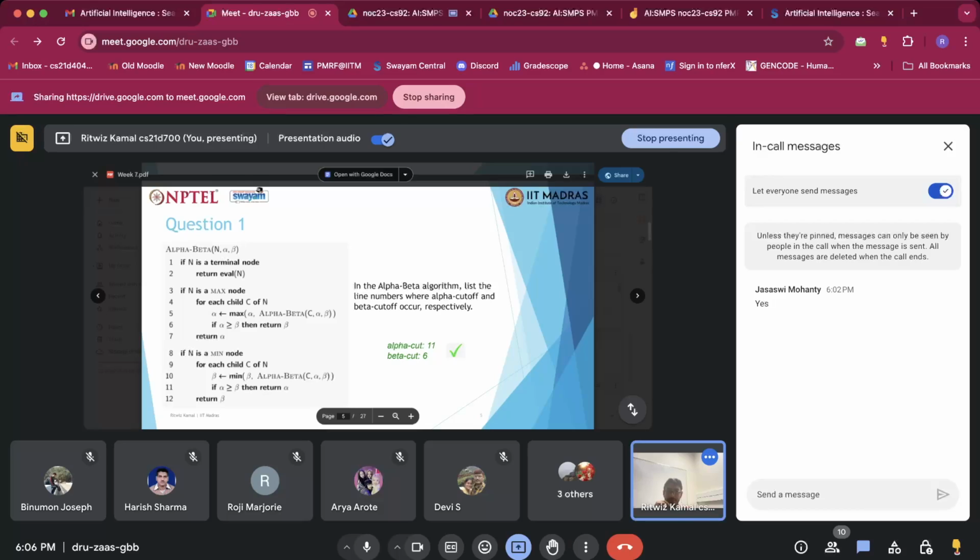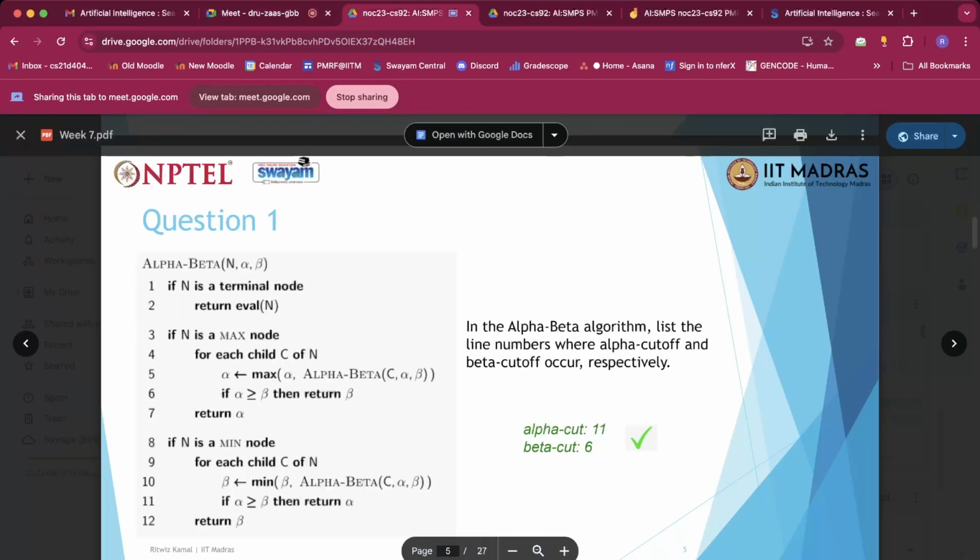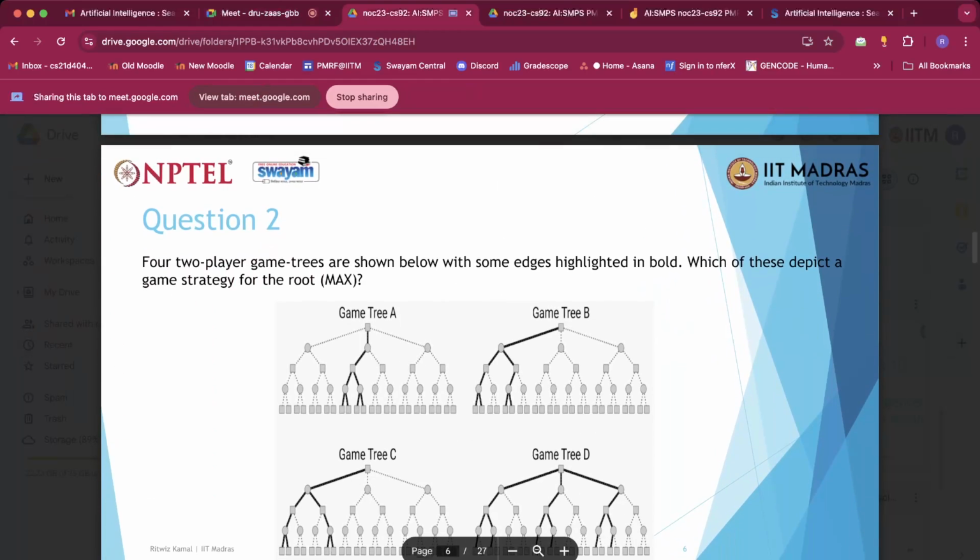Any doubts on this question? I hope this was clear. It's a straightforward question. That's great. Then let's move ahead to the next question.